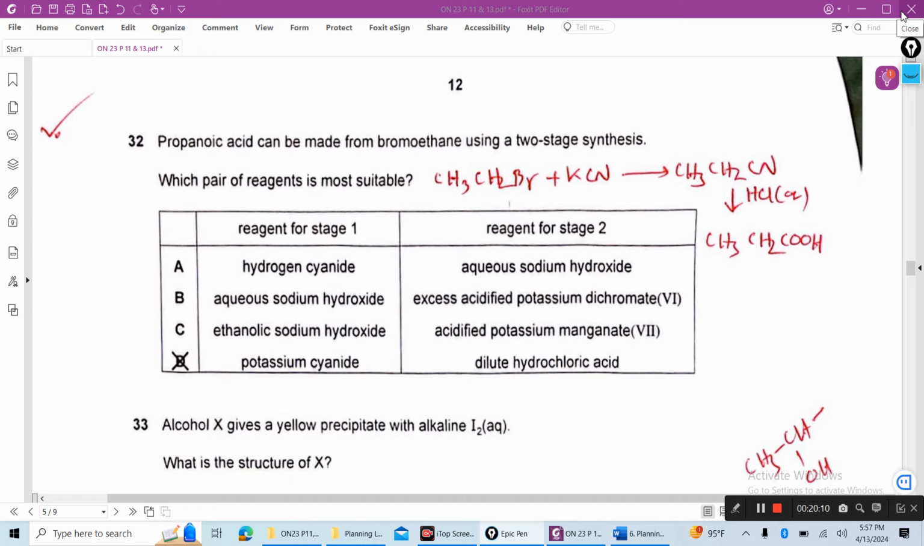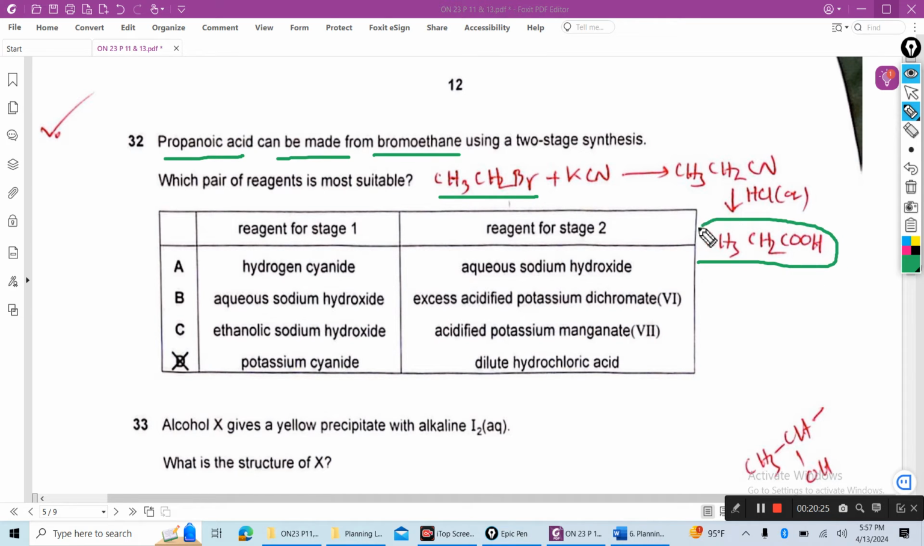Number 32, propanoic acid. Propanoic acid can be made from bromoethane. Propanoic acid contains 3 carbons. Using a 2-stage synthesis, which pair of reagents is most suitable? The answer is D, potassium cyanide. First, bromoethane reacts with potassium cyanide to form propanenitrile.